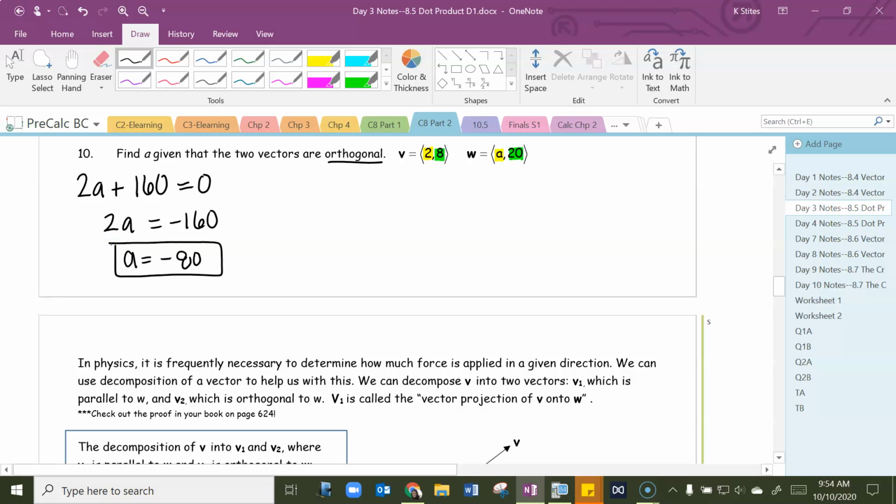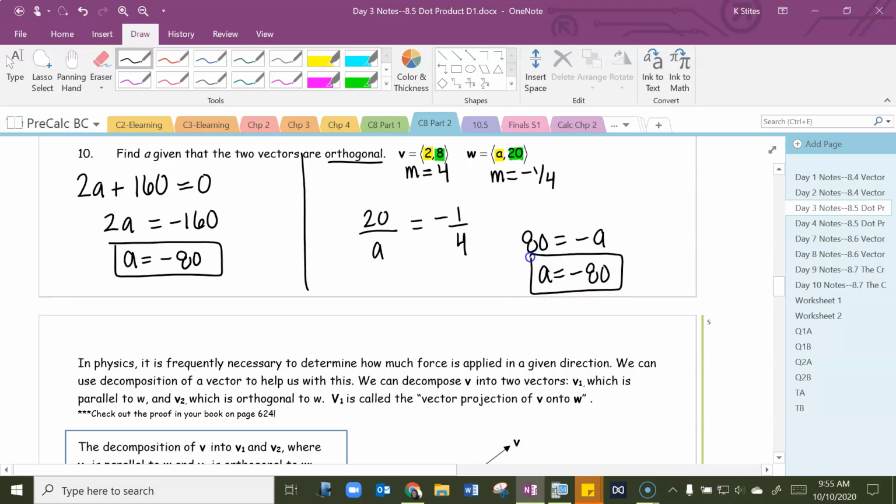So that would be one option. The other option would be to use your slopes. Here my slope is 8 over 2, which is 4. That means that this guy, if we do have orthogonal vectors, has to have a slope of -1/4. So then I can go ahead and set up a proportion. I know that 20 over A has to be equal to -1/4. And we can go ahead and cross multiply, and you will still get A as -80. All right, so there are 2 ways to find that.